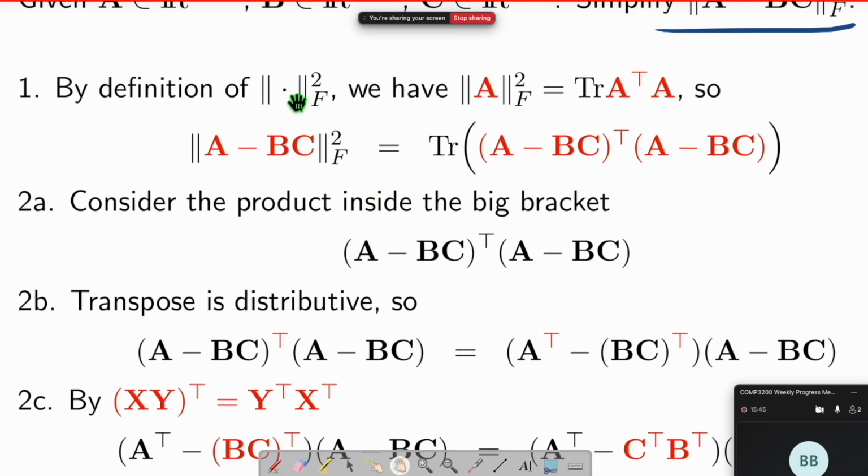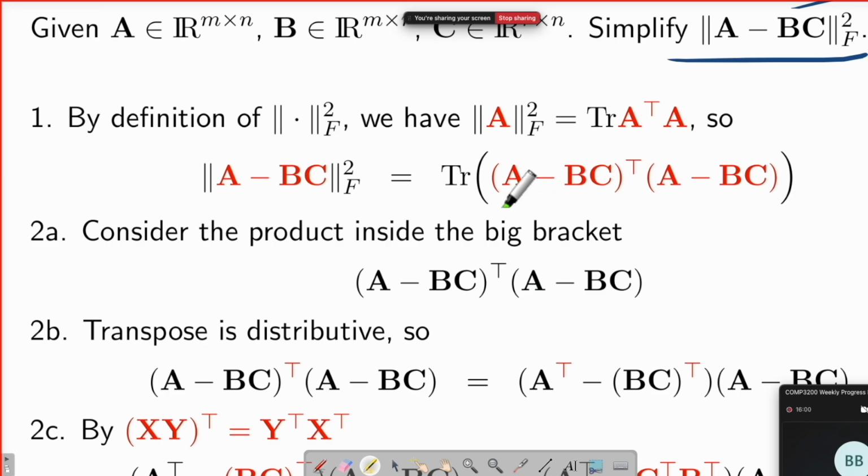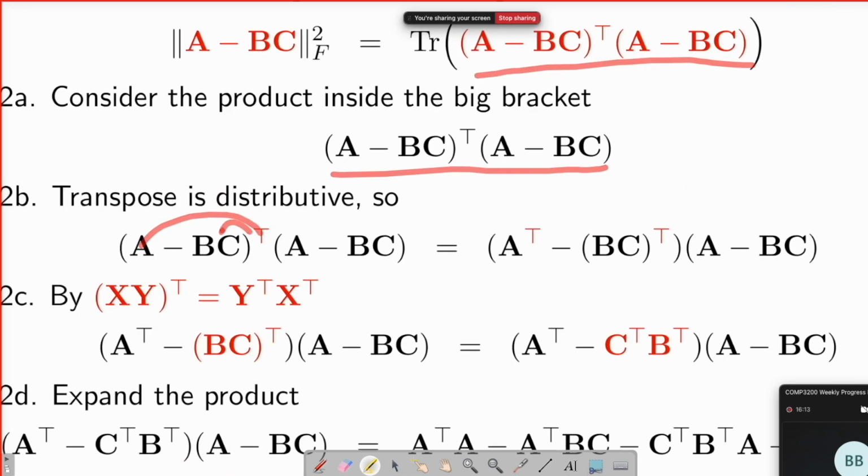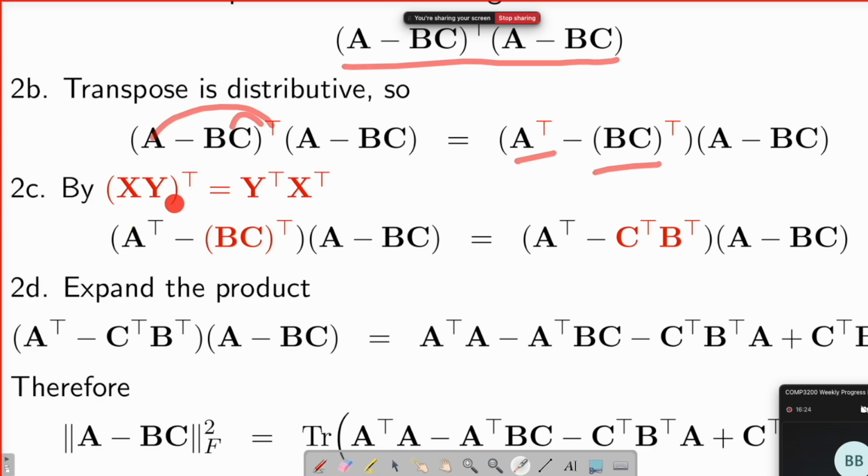By this definition, I just showed that the Frobenius norm of a matrix A, the red thing, is just the trace of the red thing transposed times itself. So I just have this. Then I just look at this guy. Then distribute, so I have this and this. I just put the transpose inside. Now, transpose of xy is the same as y transpose x transpose. Then this red part, because of this red thing, becomes this red part.